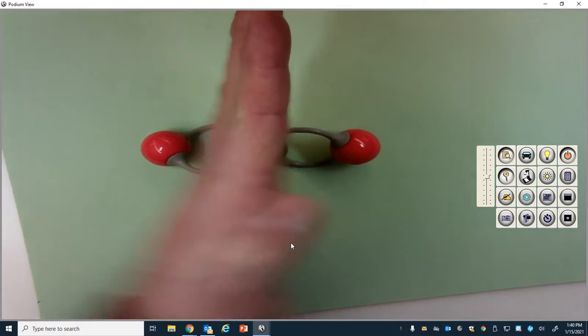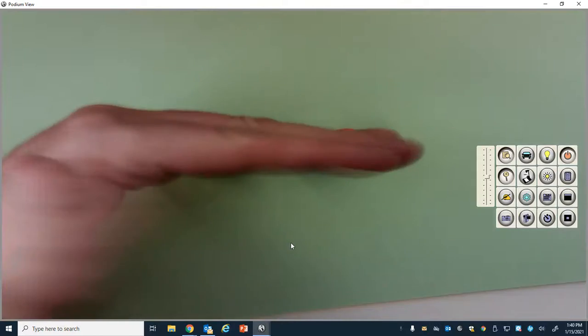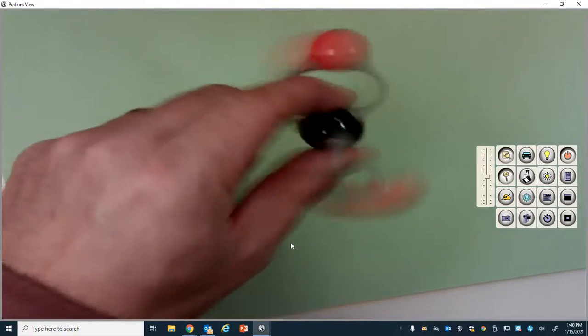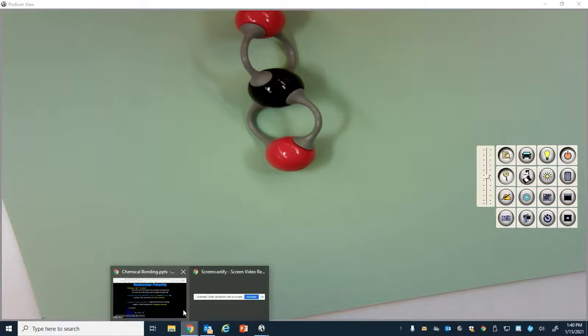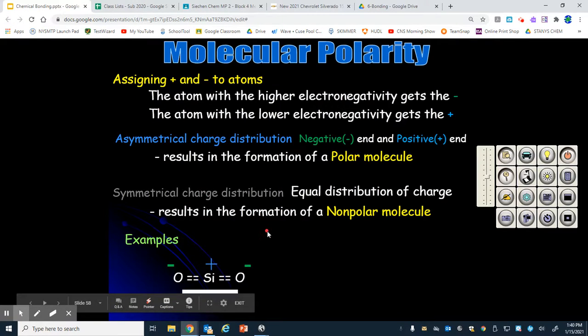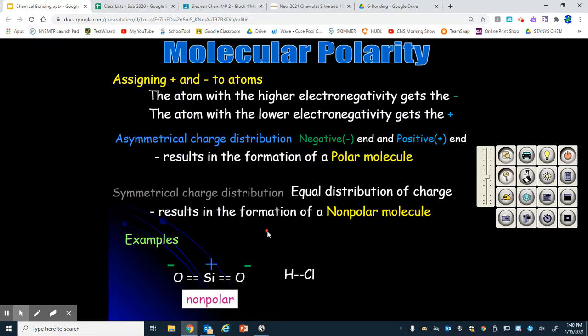I have to tip my hand the right way. And it's symmetrical this way. If this thing is spinning three-dimensionally, you're only going to see the red spheres on the outside. So it's going to be a nonpolar molecule. It says nonpolar under there, and you'll see it when it's done.